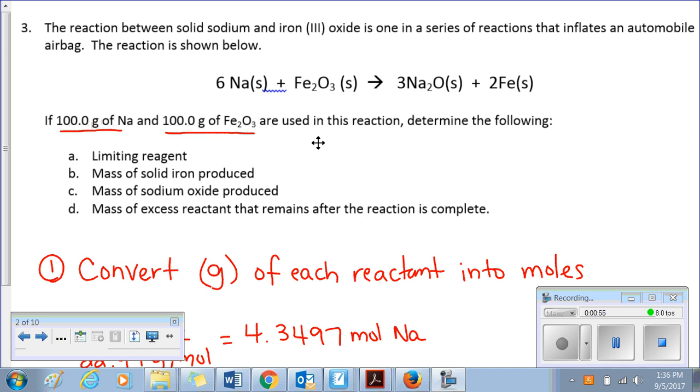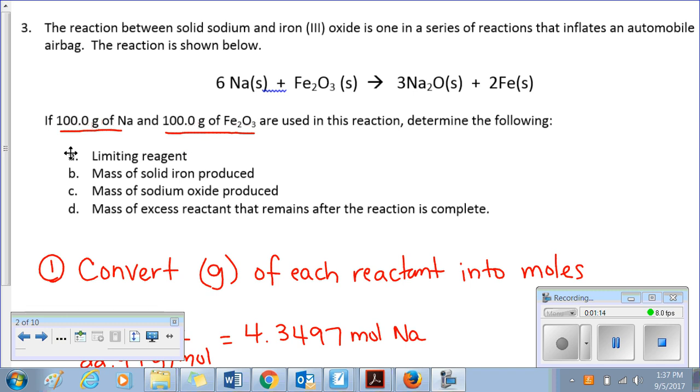So what if you have excess reactant of something else? If one thing runs out, you can't make product anymore. So that's the point of this limiting reactant thing, to figure out which reactant runs out first and to base the rest of your problem on that limiting reactant.